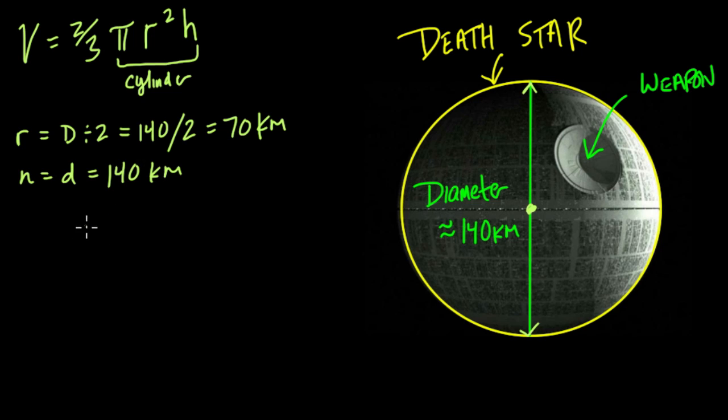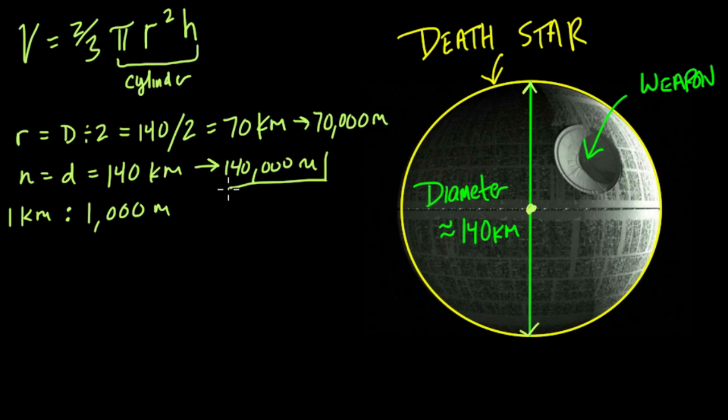But many of the measurements we're going to use in the future are in meters, and 1 kilometer equals 1,000 meters. So I want to change these measurements to meters. So 70 kilometers becomes 70,000 meters. Same distance, different unit. And 140 kilometers becomes what? Well, that would be 140,000 meters. And now we have enough measurements to work with our volume formula. So you have 70,000 and 140,000.